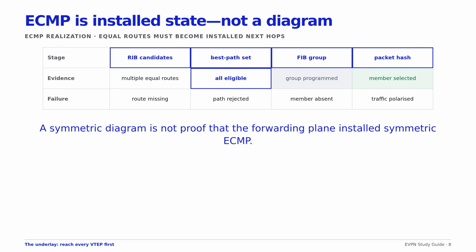The proof is threefold. Every intended path is eligible, every next hop resolves through a live fabric link, and observed flows use more than one member without intolerable reordering.